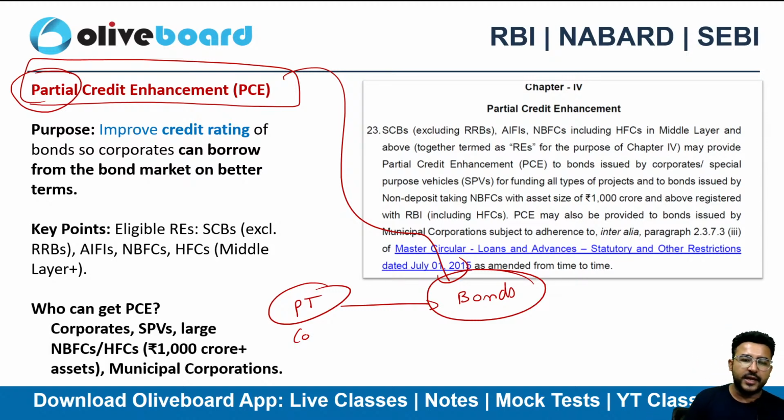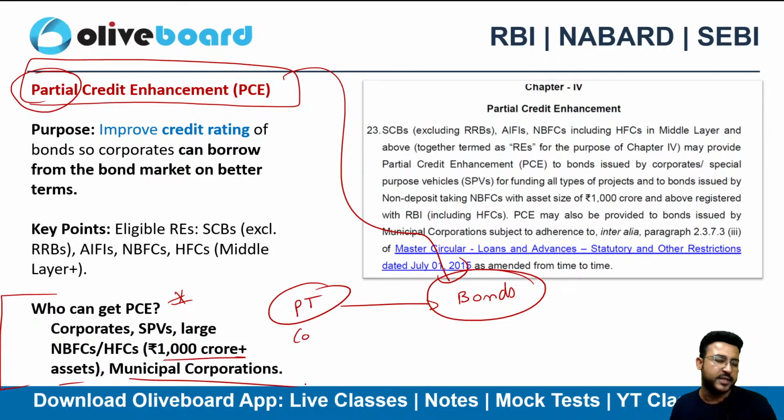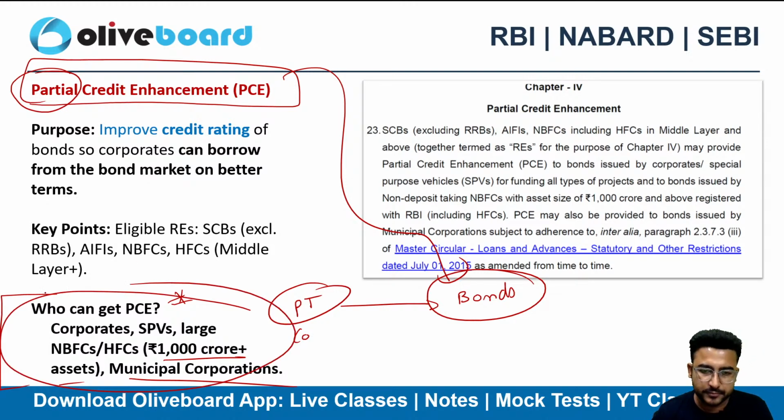So what are the eligible regulated entities? Scheduled commercial banks excluding RRB, AIFI, NBFCs and HFCs, middle layer and above are only eligible. Who can get the PCE? Important. Corporates can get the partial credit enhancement. The special purpose vehicles can get it. Large NBFCs and HFCs, that too 1000 crore plus asset size, or even the municipal corporations can get the partial credit enhancement. That means if these entities are issuing the bond, right, or debenture, they can definitely take the partial credit enhancement. You need to fall in this criteria in order to be eligible for the partial credit enhancement. That's what the meaning is, right?